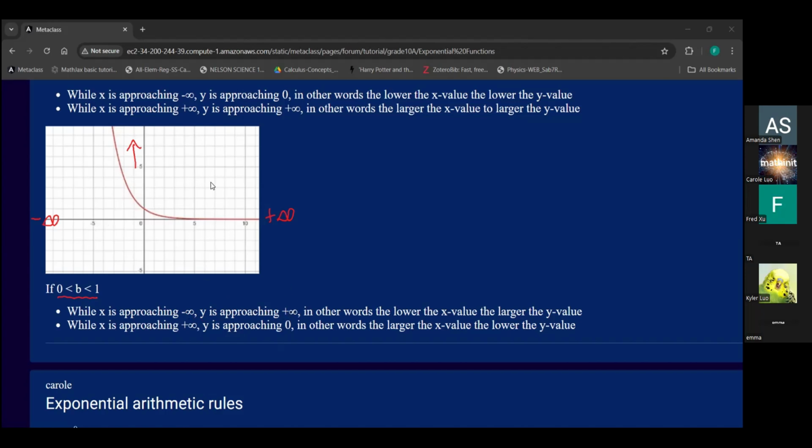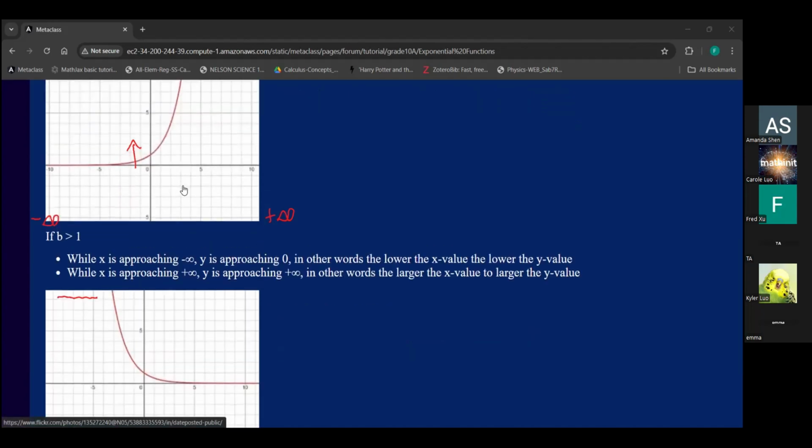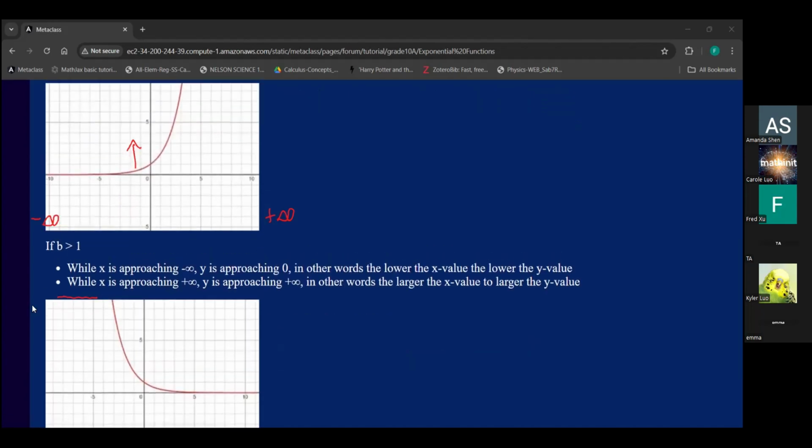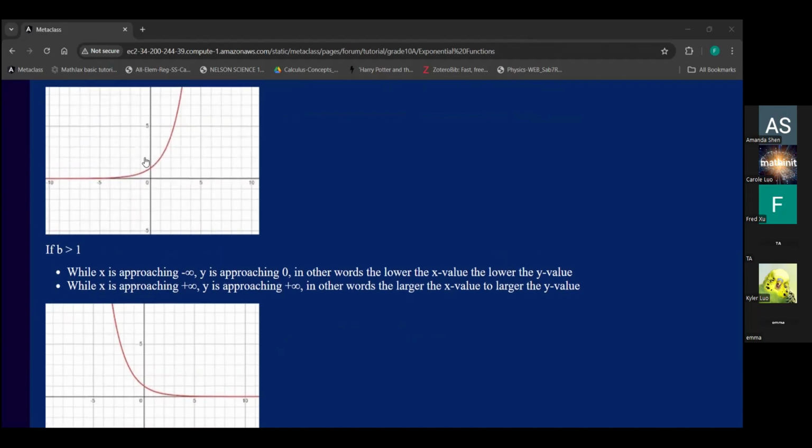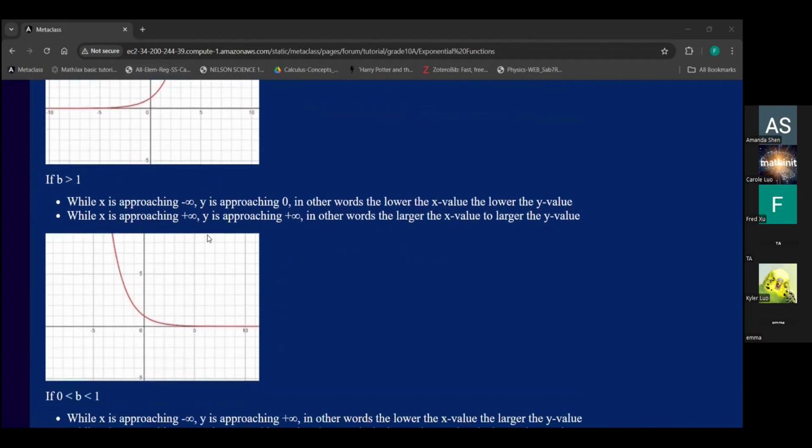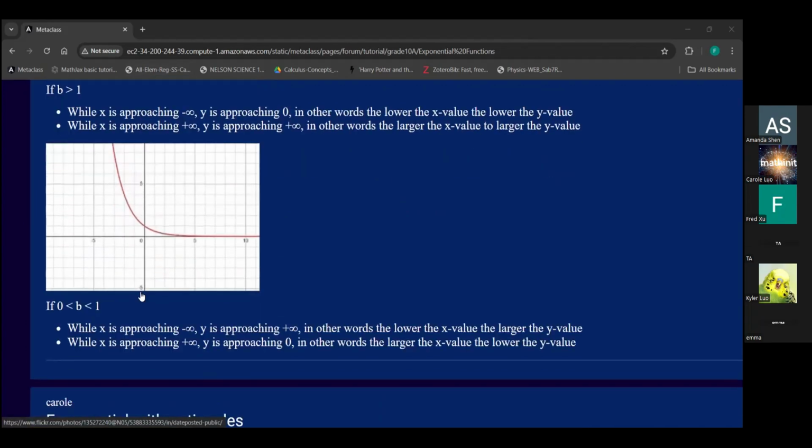So comparing the two graphs, these two graphs are pretty much just opposites of each other, right? On this side, negative infinity is approaching 0, and positive infinity is approaching positive infinity. This side is just the opposite.